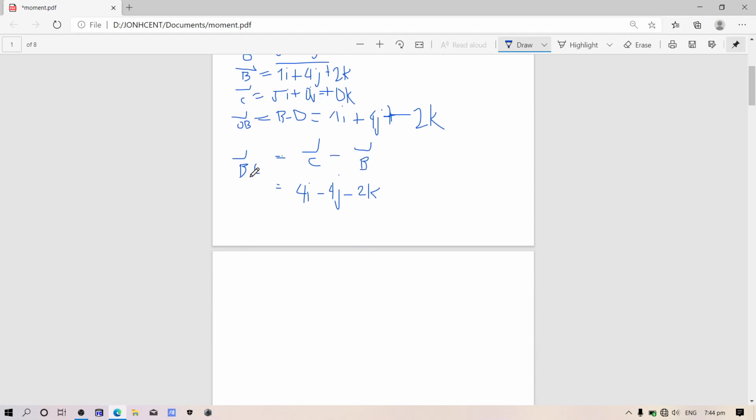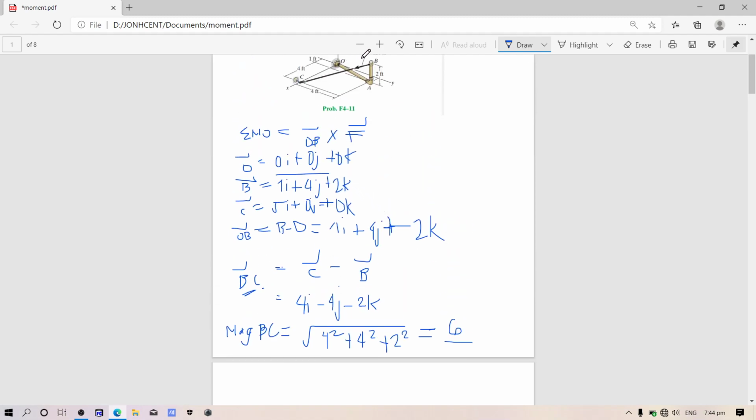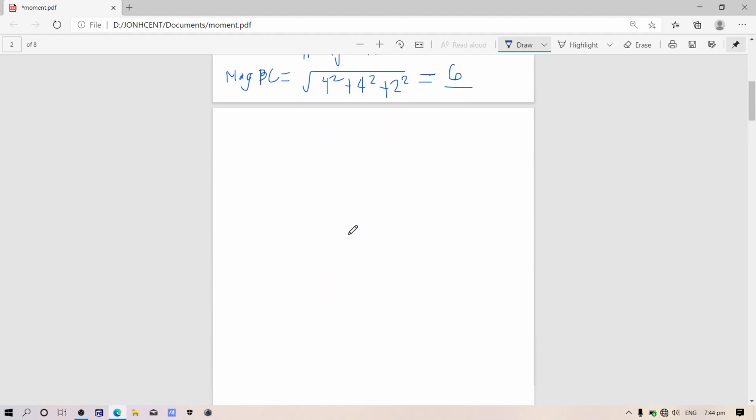Then after that, kunin mo na yung magnitude BC. So, the magnitude BC is measured as square root of 4 squared plus 4 squared. So, gagawin mo na lahat plus. Plus 2 squared. So, that will give you 6. So, that is the magnitude of the BC. So, ito siya. BC is 6.